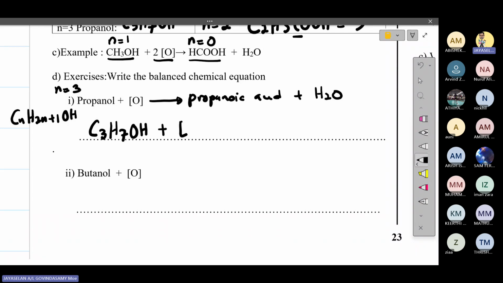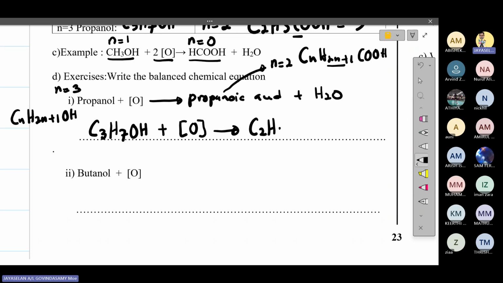Put the symbol of oxidation. Dapat? Then you apply for propanoic acid. Propanoic acid, you apply n=2. Mana kena apply CnH2n+1COOH. So you apply C2H will be 4 plus 1, 5 COOH plus water. You guys already score 1 mark. Any question? No question, right?